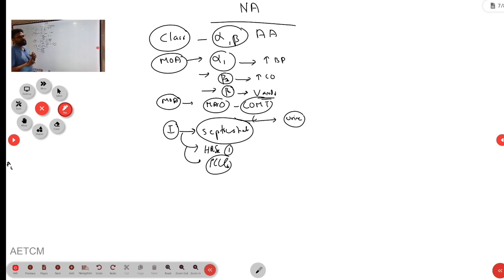So, the primary indication of noradrenaline is in the setting of septic shock and other vasodilatory states. It can also be used in hepatorenal syndrome type 1 and post-cardiac arrest shock scenarios. Coming to the contraindication of noradrenaline. Hypersensitivity to noradrenaline is one of the absolute contraindications. Other than that, there are no major contraindications for noradrenaline.